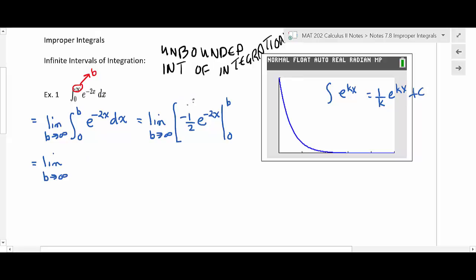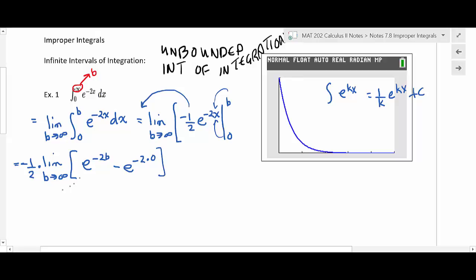Now one thing you can do if you want to, see that's a constant. You can take that constant out. That's a limit law that you learned even way back in Calculus 1. You can take a constant out of a limit. So I'm going to write that as negative 1/2 times the limit. And then let's go ahead and evaluate this now. So I'm going to have e to the negative 2b, because I'm plugging the b in there. Then I'm going to plug the 0 in. So I'm going to have e to the negative 2b minus e to the negative 2 times 0.